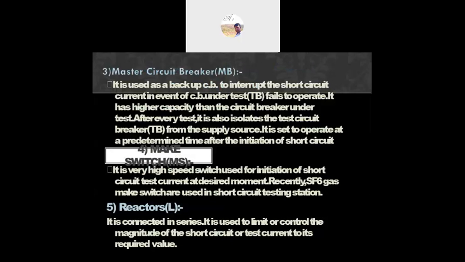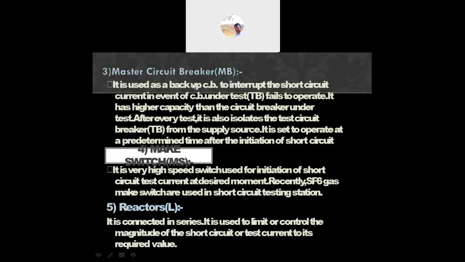So the next method is the master circuit breaker. The master circuit breaker is the backup. It acts as a backup circuit breaker to interrupt the short circuit if the test fails. It protects the line from the other circuit. That is called a master circuit breaker.